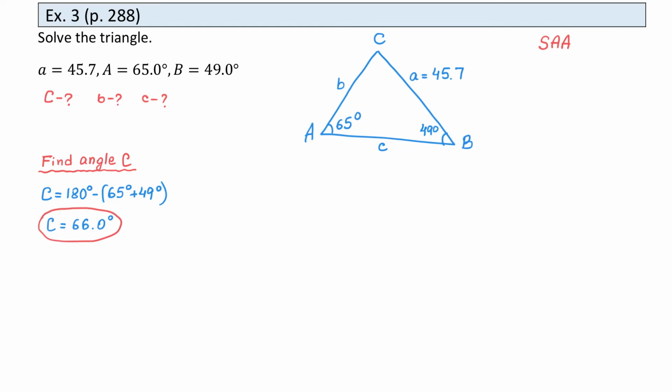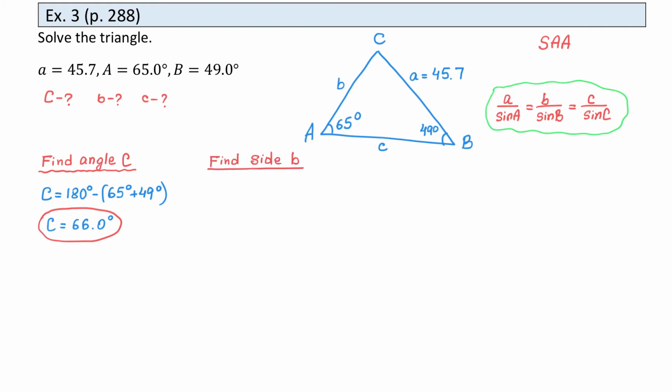Now to find side b or c, we will use the law of sines. Again, the law of sines states that a over sine of angle A equals b over sine of angle B equals c over sine of angle C. And to solve for a missing side or angle, we will use only two fractions at a time. In this triangle, we are given side a and angle A. We are also given angle B, and we can use these two fractions to find side b.